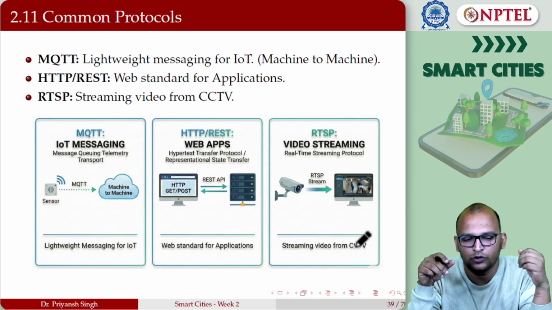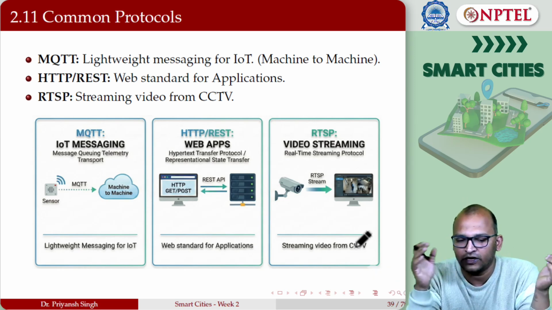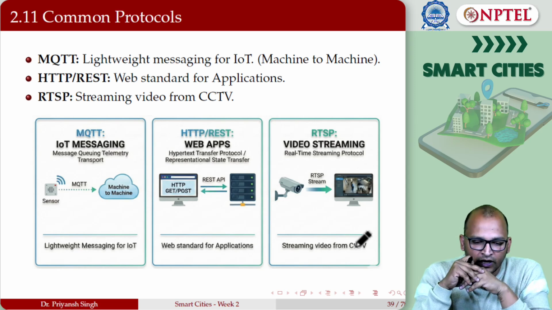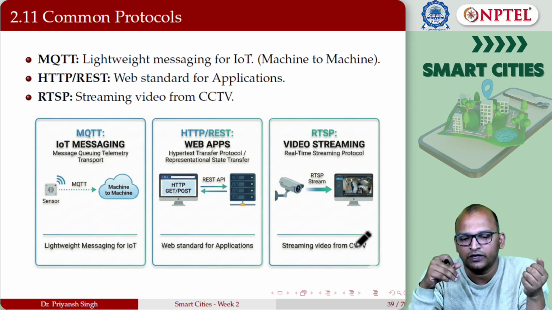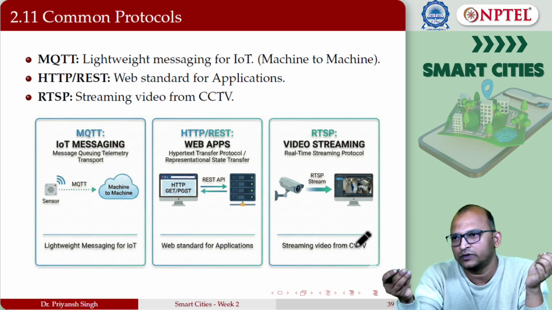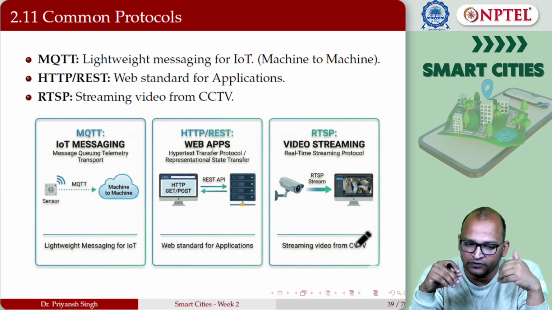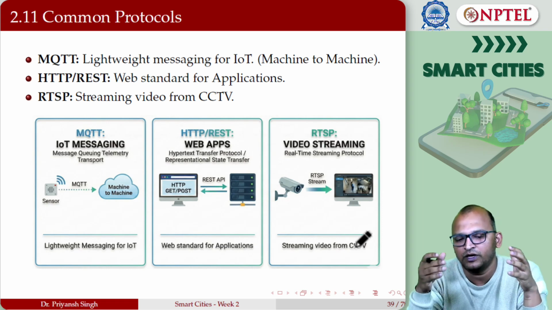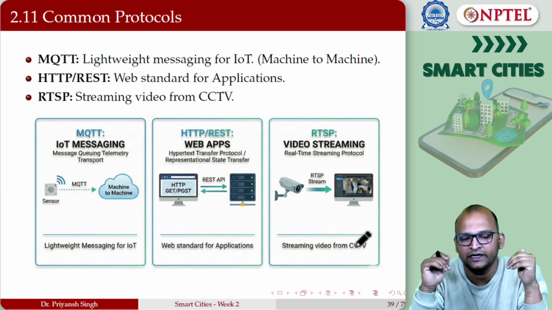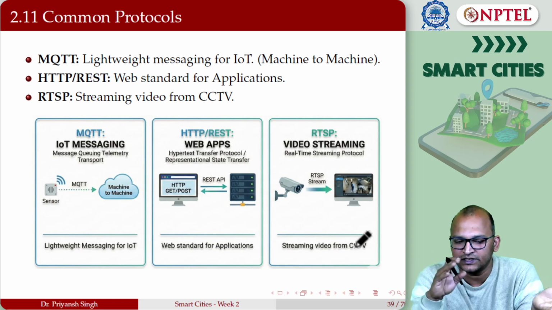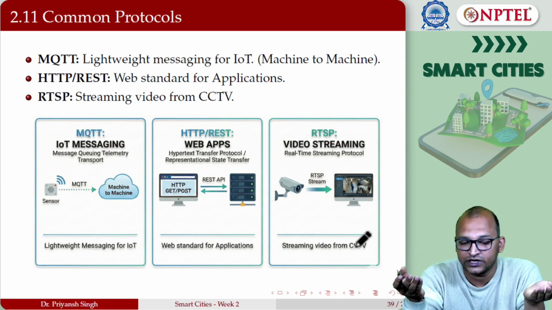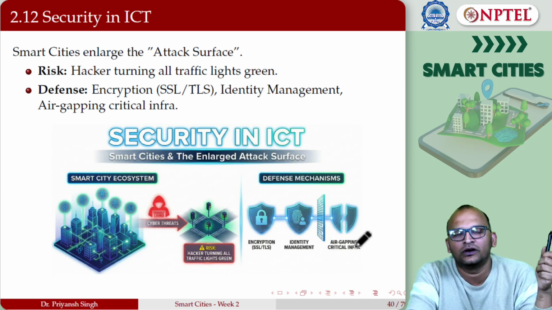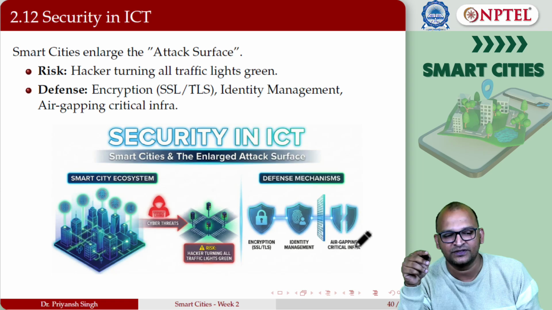Then there are different protocols to communicate between these different elements of the smart city. Like we have MQTT, which is lightweight messaging for IoT. It can be used for machine to machine communication. Then we have other communication protocols, which are HTTP, REST and RTSP, which can be used to communicate between apps. RTSP can be used to communicate with CCTV cameras, or may be used to stream video.